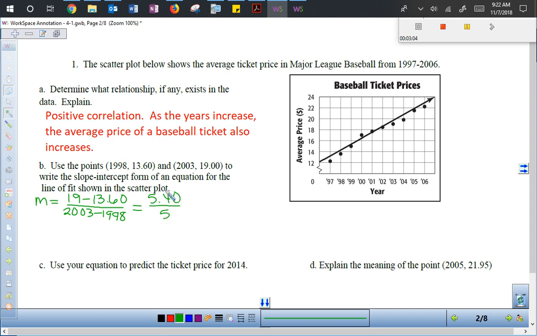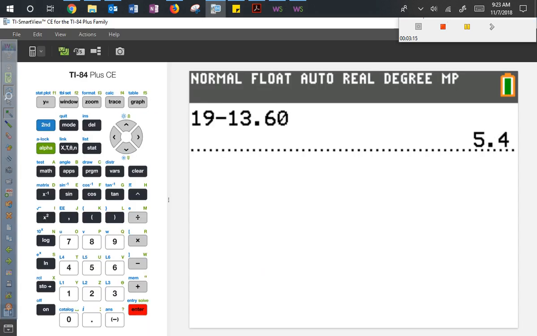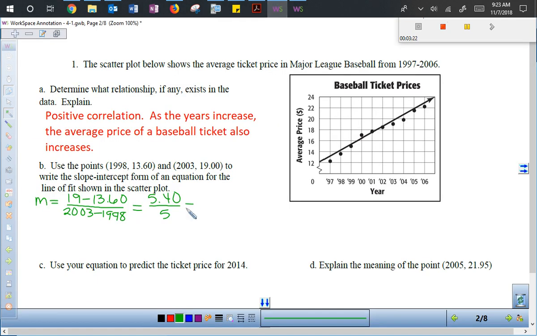But we want to make it with a denominator of 1. So let's see if I can simplify that. $5.40 divided by 5 gives me 1.08. So I have a slope of $1.08. It's saying $1.08 per year. Now that I have my slope, I want to choose one of these two ordered pairs to put it in point-slope form. I'm going to choose this one because my decimal looks a little easier. And I'm going to say y minus y sub 1 equals my slope times the quantity of x minus x sub 1.